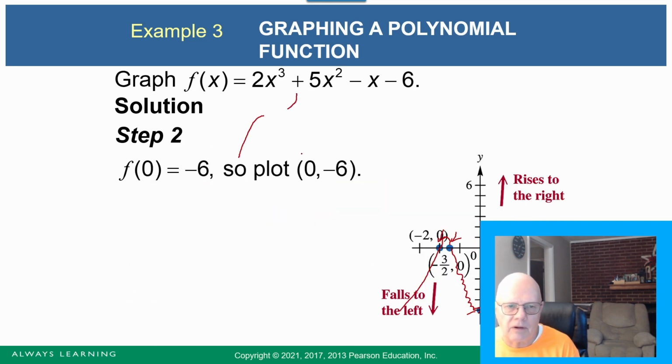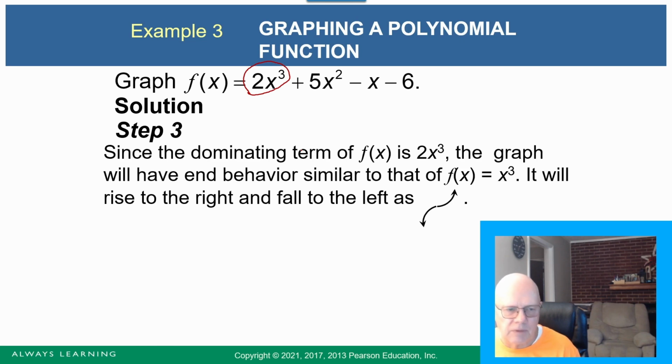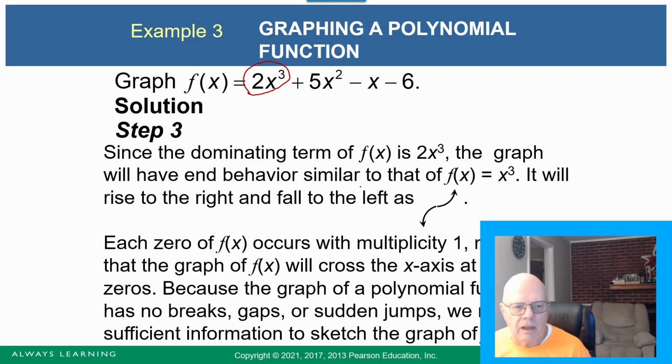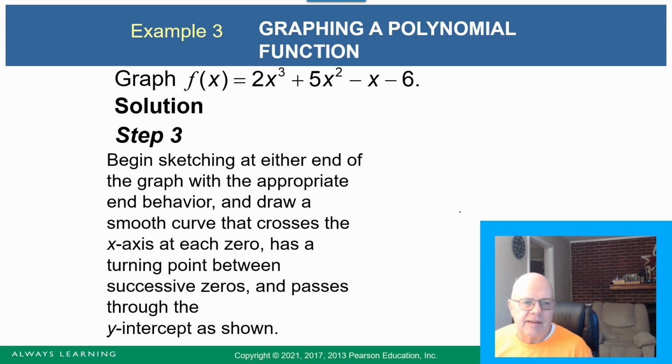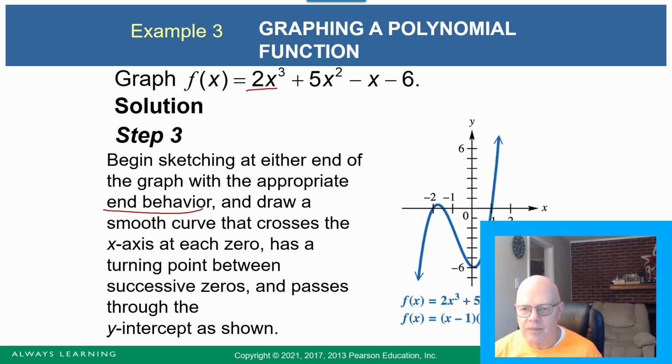We've got the dominating term is 2x cubed. That's the leading term. Each 0 has a multiplicity of 1. That means there's only one of them. So it crosses the x-axis at each of those zeros, or x-intercepts. Sketch either end of it with the end behavior, which you found from the first term, and then try to smooth things in the middle. And there you go.